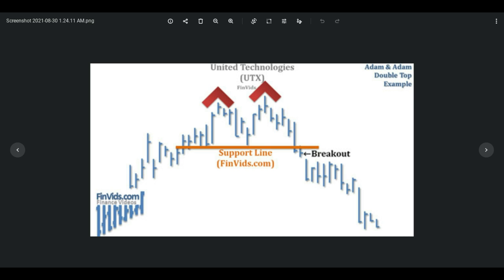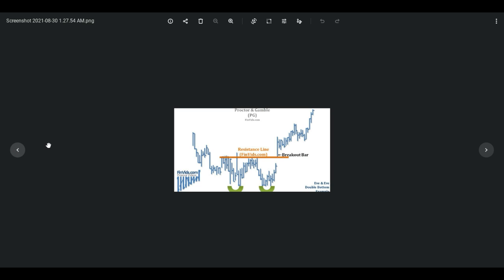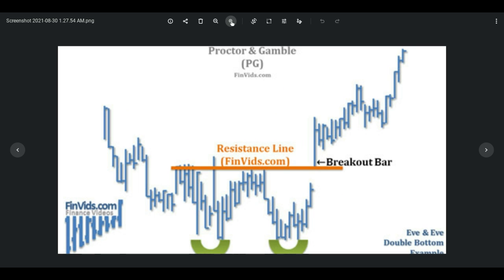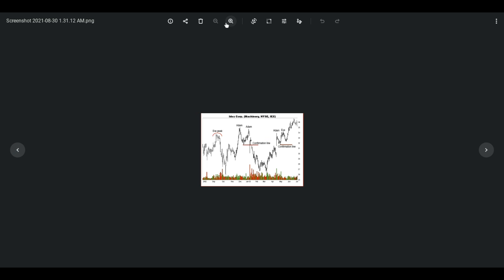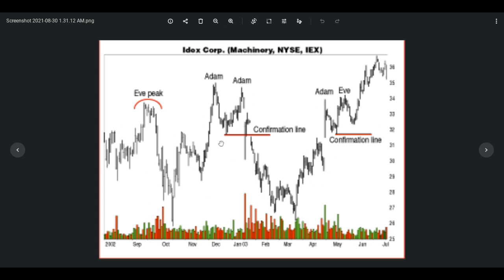Okay, and so today we went over double bottom, Eve and Eve, which I want to show you a different picture. This is the Eve and Eve. We went over this. And we also went over double tops, Adam and Adam, which is this. How it would look on the chart with the candles. And again, it's just like trading M's.